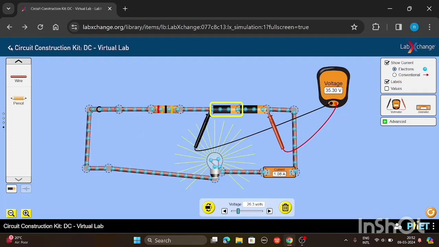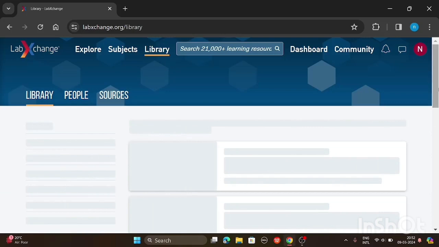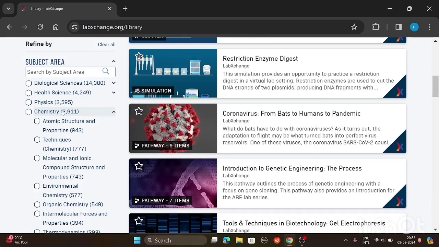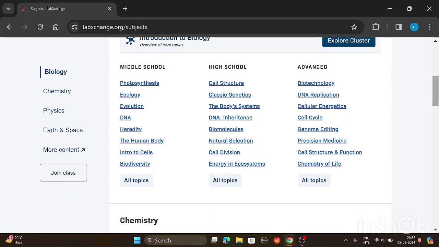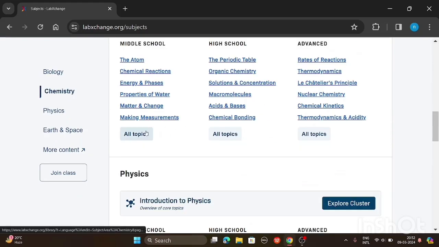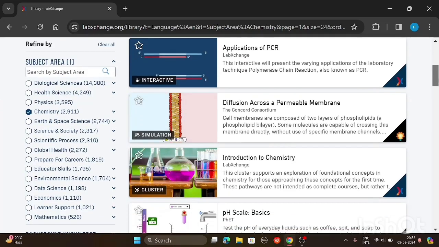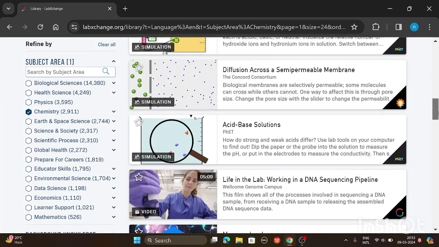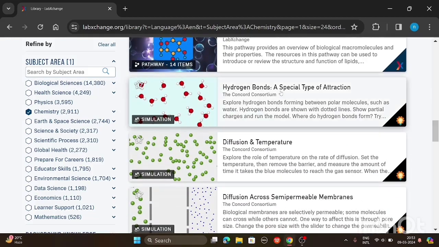And we can see some more simulations. We can go back to the library, and then subject area, and then we can explore chemistry this time. We can choose any topic of chemistry from here. Like there is pH scale, diffusion across a semi-permeable membrane, and then we have hydrogen bonds. So we can choose this, hydrogen bonds.